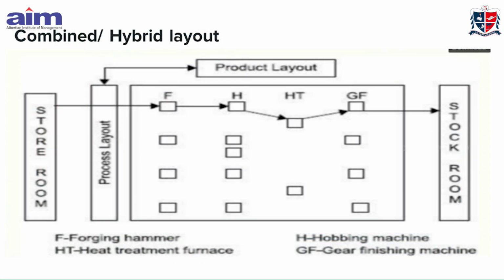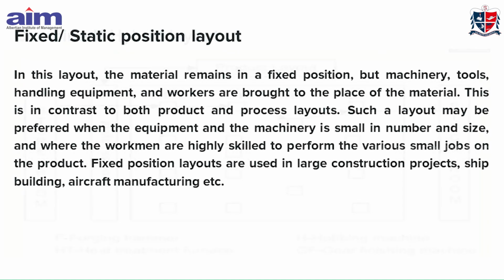And this is an example of a combined layout, wherein you have your product layout, and you also have your process layout. So you can have your product layout and your process layout in the same place. As you can see here, this is your process layout, this is your product layout. You can have both of these in the same place. You can also ensure that materials move from one place to another accordingly, and if you require some interruption, you can do that, as you can see here. So you're combining both of these processes together.